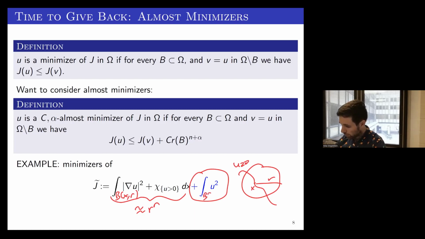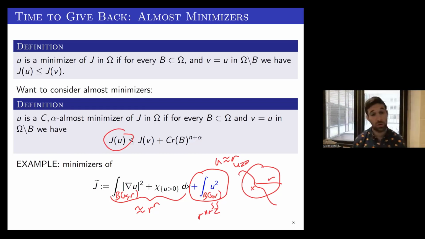But this term inside of the ball of radius r, well, if u grows proportional to its distance from the boundary, then u is going to look something like r inside of this ball of radius r, because we're centered at a point where u equals 0. And so this term should look something like r to the n plus 2. And so indeed, if you minimize this functional, you get an almost minimizer to your original functional.